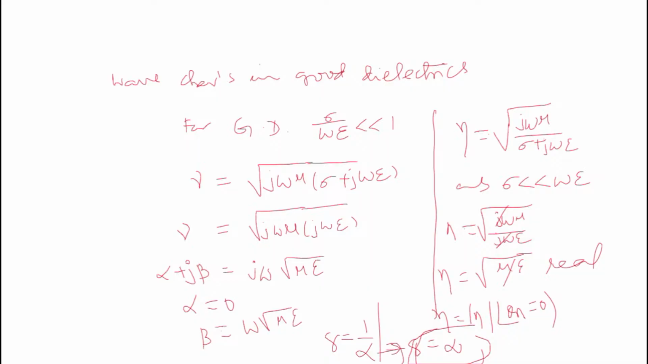Since delta equals 1 by alpha, these are the wave characteristics in good dielectrics. And one more thing, for the good conductors and good dielectrics, we can also find the phase velocity. That phase velocity is given by Vp equal to omega by beta. Let us write beta.